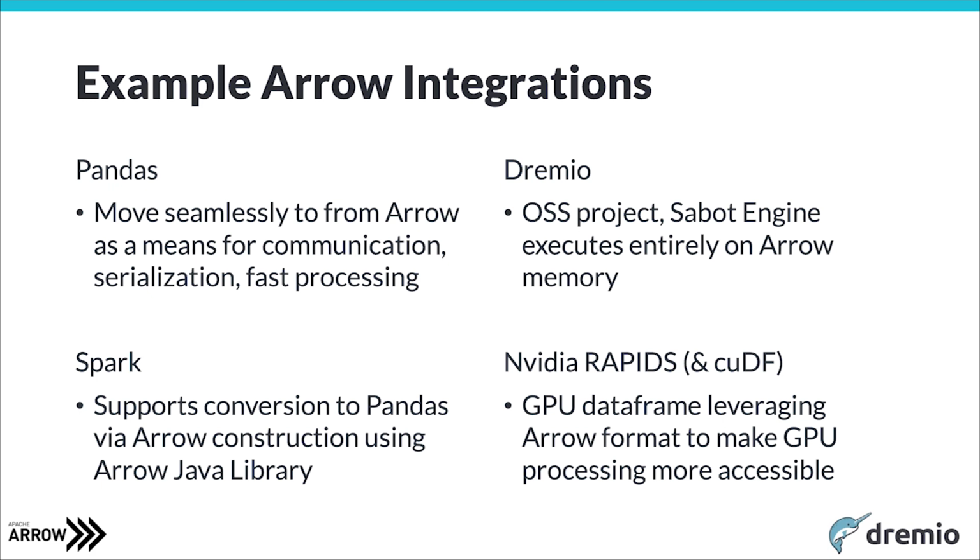Dremio, as I mentioned, we built what we call our Sabot engine entirely on top of Arrow. And then NVIDIA actually, they have their RAPIDS initiative and the CUDA data frame. And that initiative is actually all built on top of the Arrow representation as well. So it's not just about CPUs, it's also about GPUs. So if you want a high performance representation of data for processing purposes, this is the one that you want.